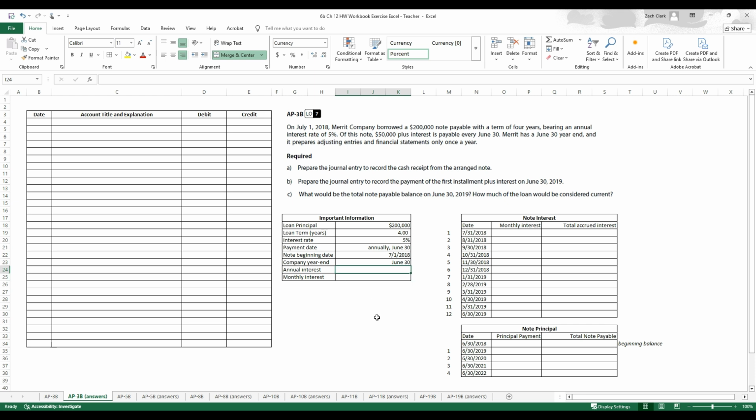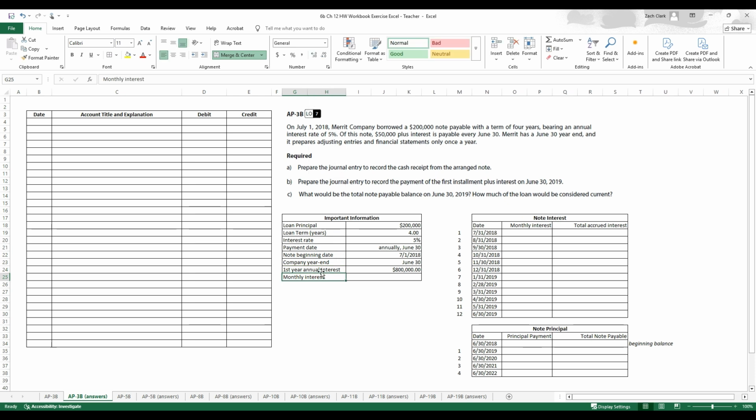Okay, now we have to actually do a little bit of calculations. So the annual interest then would be, for example, and maybe I'll include here first year annual interest. In your version of this template in Excel, this will already be updated for you. You will need to fill the table out, but I'll include that here because that number will change.